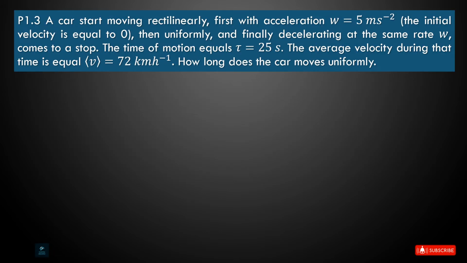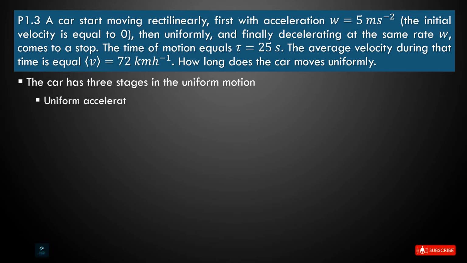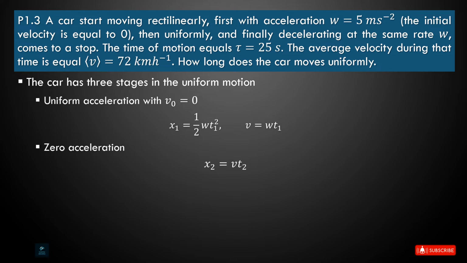Let's go ahead with the solution. The car has three stages in motion. First is uniform acceleration with initial velocity 0. Here the distance traveled in time t1 will be half w t1 square and the car reaches a velocity of w t1. The second stage is zero acceleration. Here the distance traveled in time t2 will be v into t2.